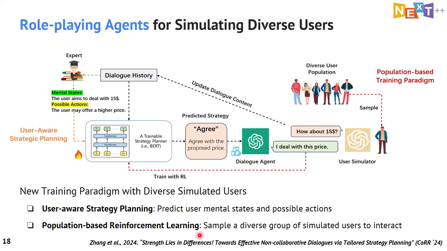So in this training paradigm, we can sample a diverse group of simulated users by using different kinds of user profiling data or information. And then we can let the system interact with these different types of simulated users with different personalities or decision-making styles, and then we can make the system's decisions more generalized to different users.